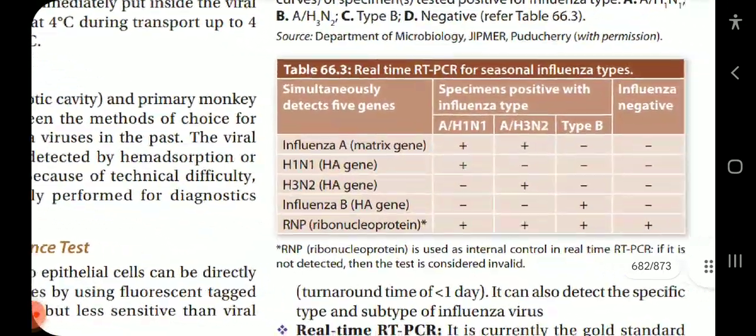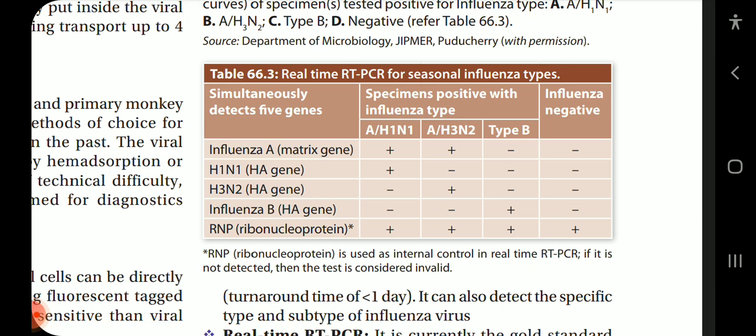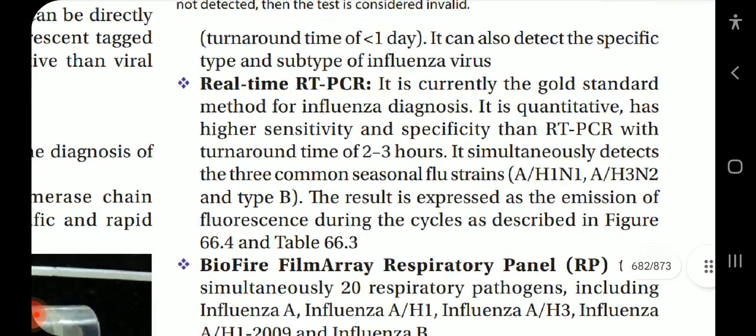Okay, so the real-time PCR reports simultaneously detect 5 genes. Influenza A, if present, is present in A/H1N1 and A/H3N2. In H1N1, HA gene is present in H1N1. In H3N2, HA gene is present in H3N2 type. Influenza B gene is present in type B, and RNP, ribonucleoprotein gene, is present in all the types. Okay, H1N1, A/H3N2, type B, and influenza negative also. RNP is ribonucleoprotein used as internal control in real-time PCR. If this is not detected, then the test is considered invalid.